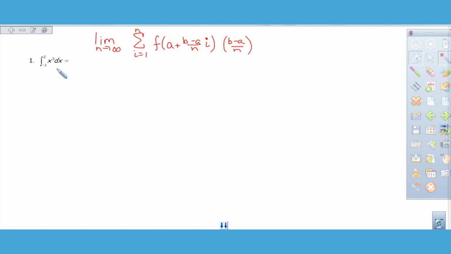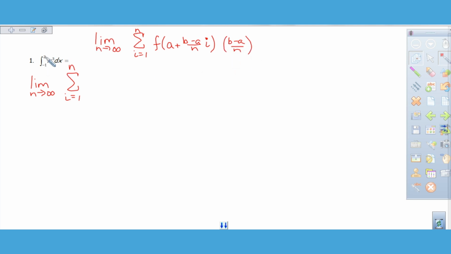Okay? So we're going to take this guy and write it in terms of Riemann sums. Here we go. So notice that every Riemann sum has the limit and the summation because we want to have infinitely many of these rectangles, and we want to sum them all up, right? So that will always look the same. And then let's do this part first. This is easier for me.